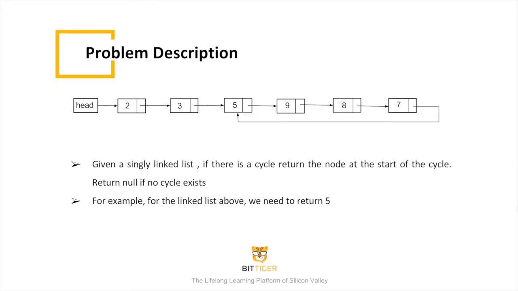Let's look at the problem description first. We are given a singly linked list. We need to see if there is a cycle within this list or not. If there is a cycle, return the node at the start of the cycle. If no cycle exists, we return null. For example, in the given linked list, we need to return 5, as this is the start of the cycle.